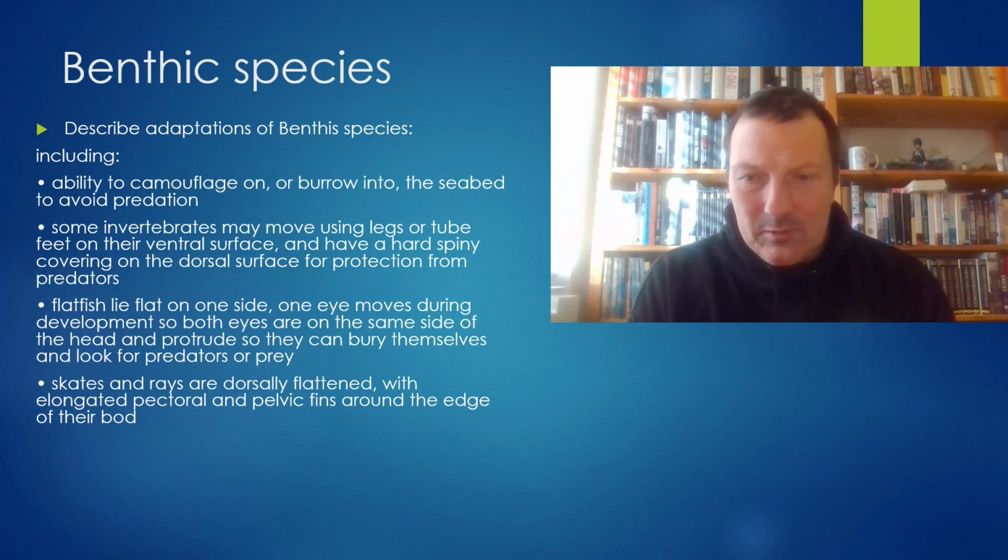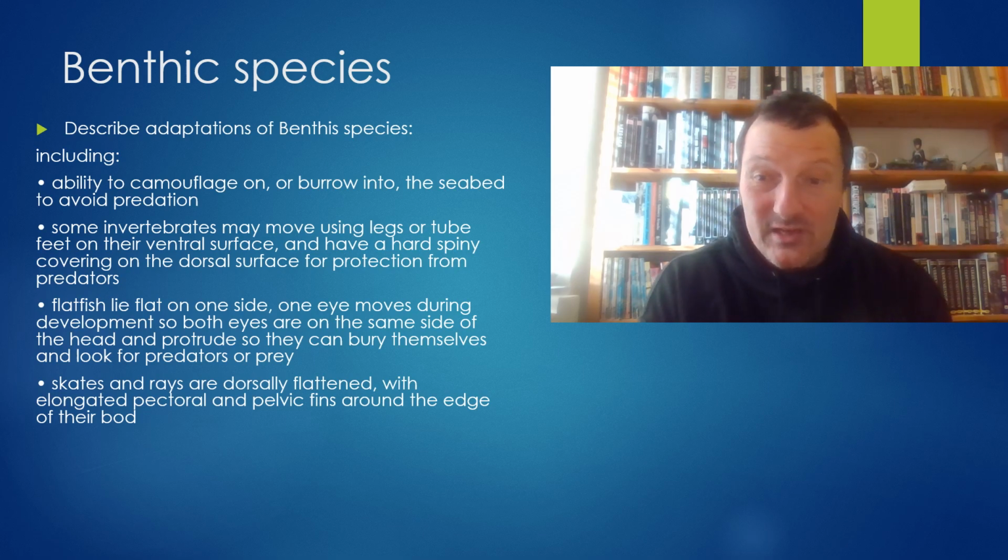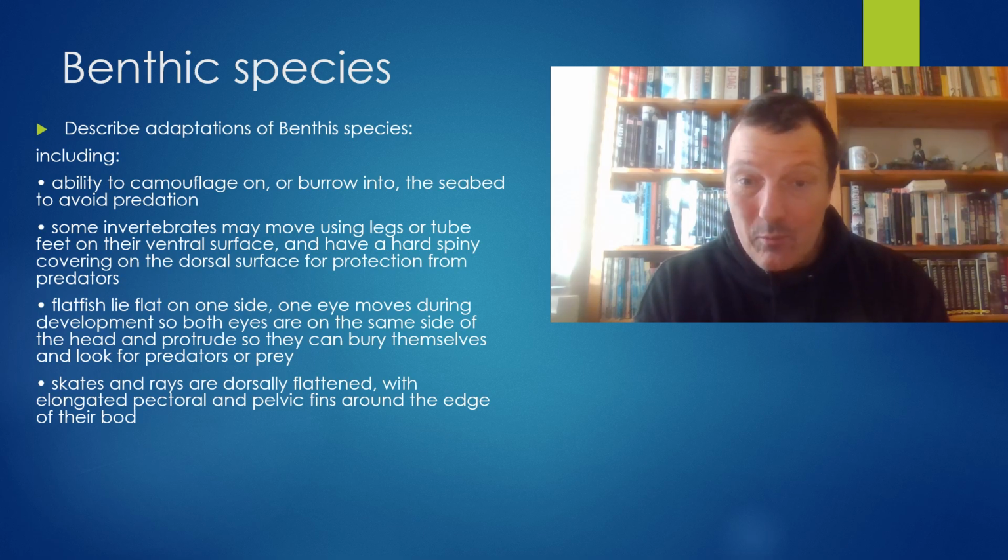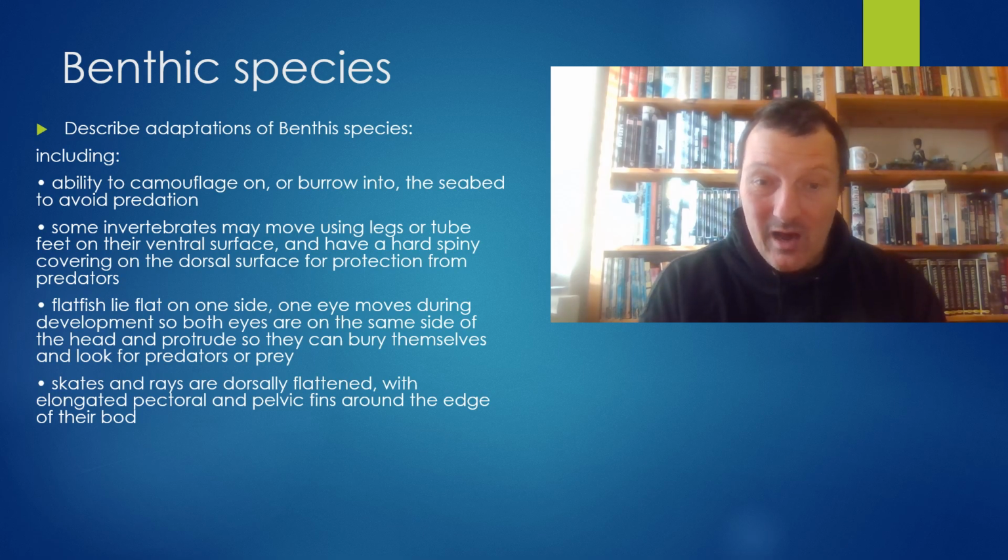In general, animals who live here tend to have the ability to camouflage or burrow. So you can hide yourself from predators, or you can hide yourself to make your own predation easier so that your prey doesn't see you. Some invertebrates might move around on legs or tube feet, and many of them tend to have a hard, spiny covering on their body to help protect themselves from predation.